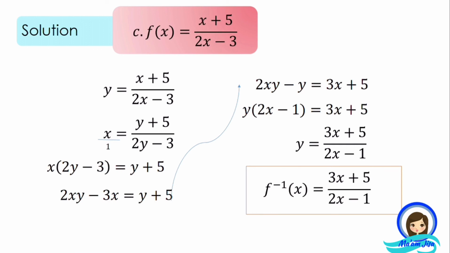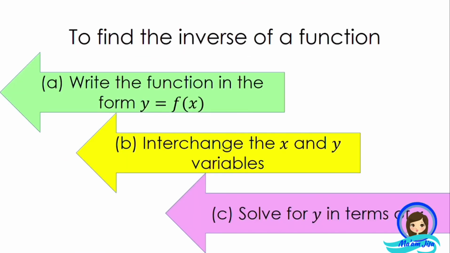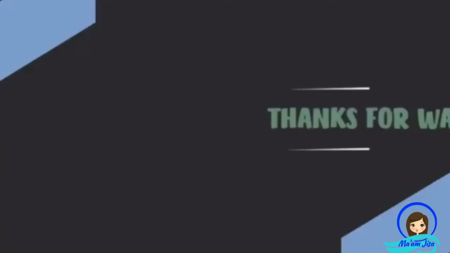So to find the inverse of a function, we just have to follow these 3 simple steps. First, we write the function in the form y equals f of x. Second, interchange the x and y variables. And finally, solve for y in terms of x.